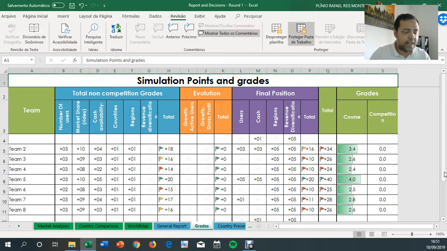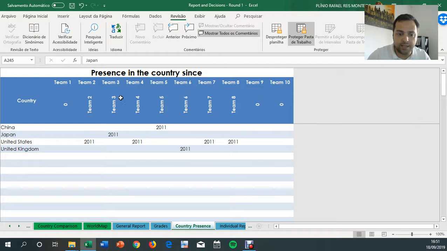And the last thing that I want to show you is the country presence. So here you will be able to find different data to understand which company, which team is operating in which countries, and also you'll find the starting year for each company. So basically, all companies started their business in 2011, and you can find the countries that they are operating. So team number 5 started operating in China in 2011, and so on.